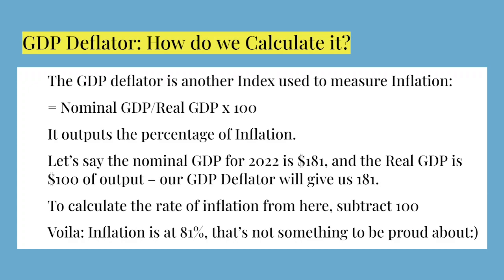Now, let's move on to another important part of the AP Macroeconomics exam, which is the GDP deflator. It's another index that's used to measure inflation, and the formula is nominal GDP of year N divided by the real GDP of the same year times 100, and it outputs the percentage of inflation. Let's take a look at this. Let's say, for simplicity's sake, the nominal GDP of 2022 is 181, and the real GDP is $100 worth of output. Our GDP deflator, upon inputting these values into the formula above, will give us 181, because that's 1.81 times 100. Now, to calculate the rate of inflation from here, just subtract 100.